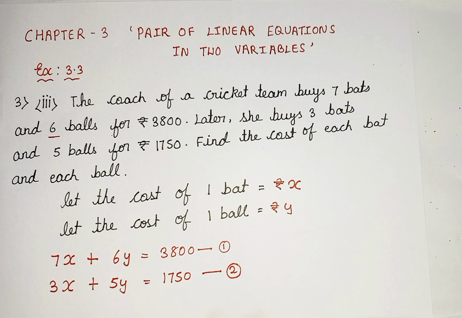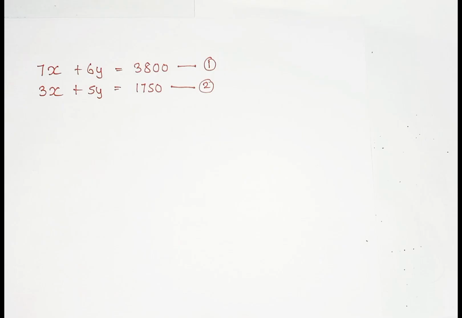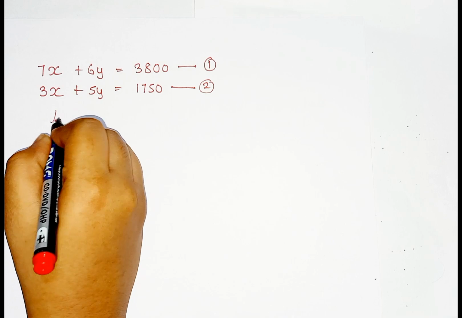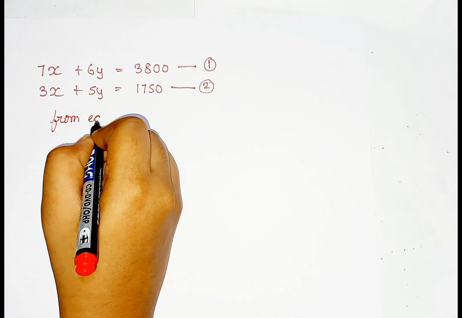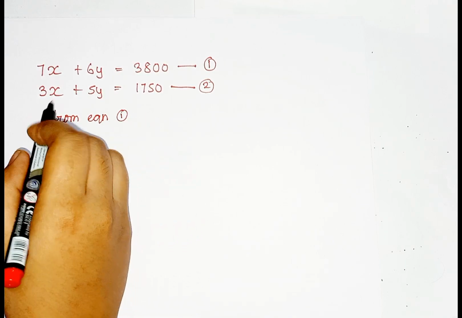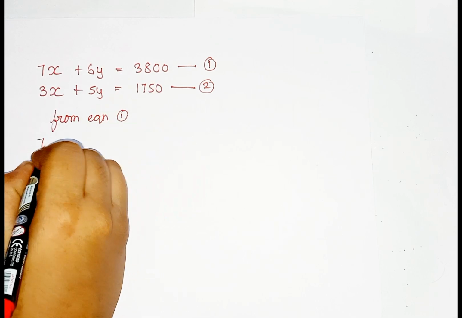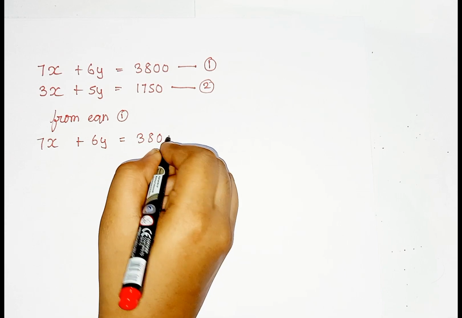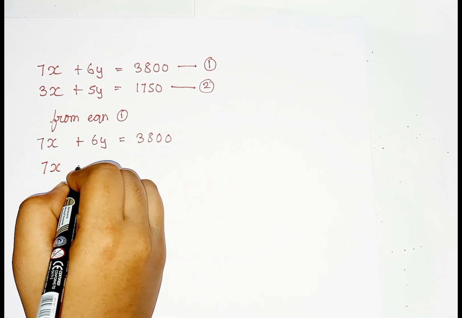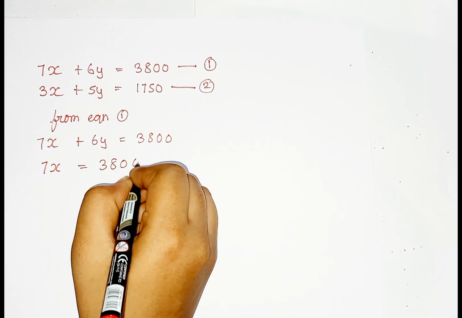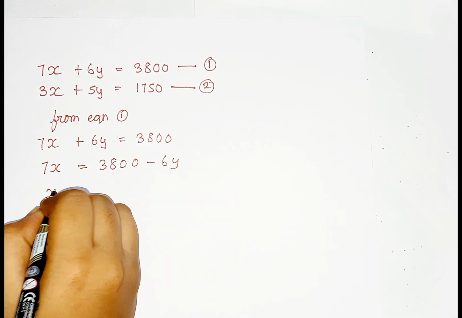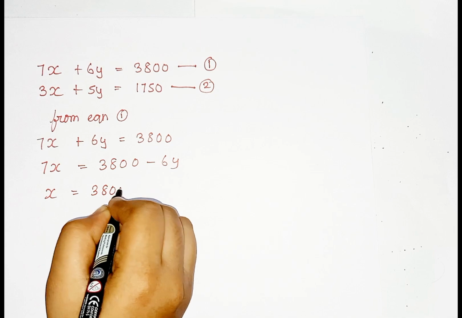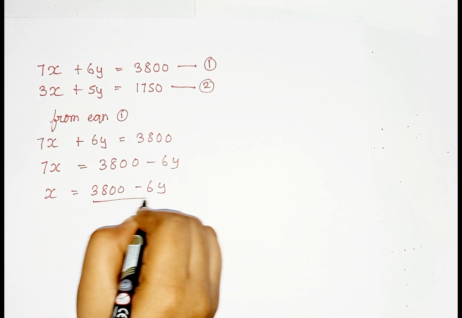Now we can solve it by substitution method. Okay guys, so now we are going to be solving it by substitution method. For that, let us take equation 1. This is equation number 1, that is 7x plus 6y is equal to 3,800. So I can write 7x is equal to 3,800 minus 6y, and x is equal to (3,800 minus 6y) divided by 7.